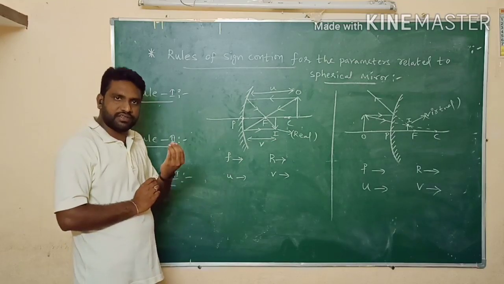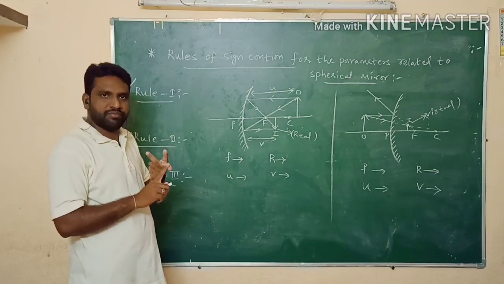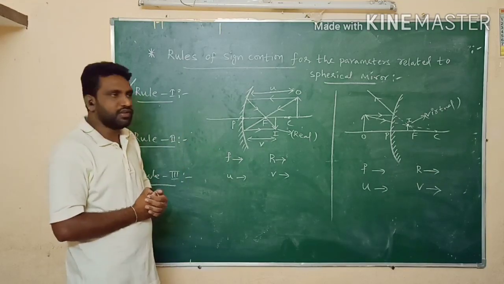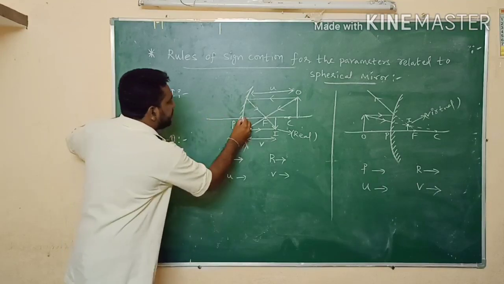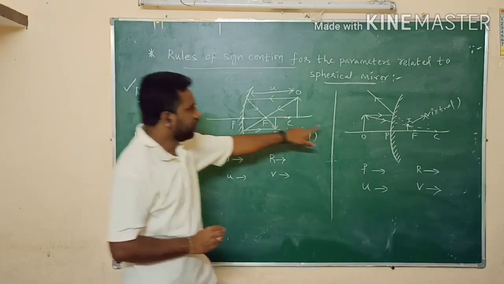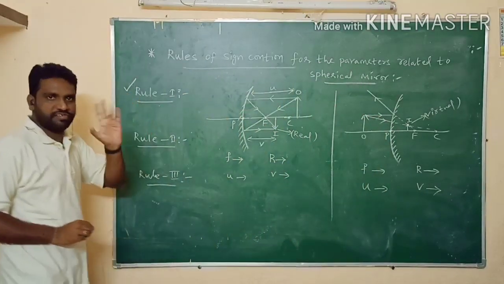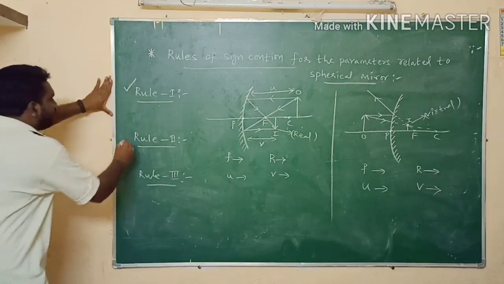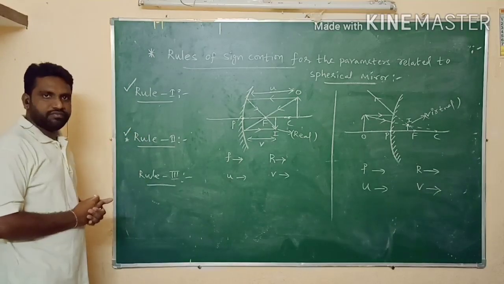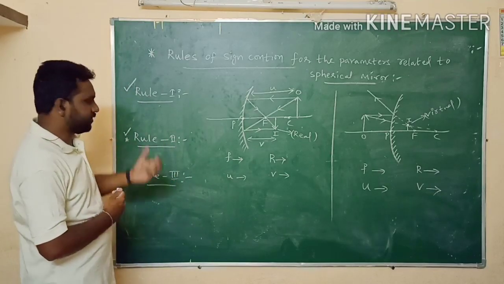Always we should measure the distance, whether it is focal length, distance of object or distance of image, all the optical distances, all these parameters, from the pole. This is the landmark, the basic point. From the pole, we have to measure all the distances. That is the first rule. The next rule is somewhat difficult, but if you understand, you can do it very easily. That's why you should listen with concentration.